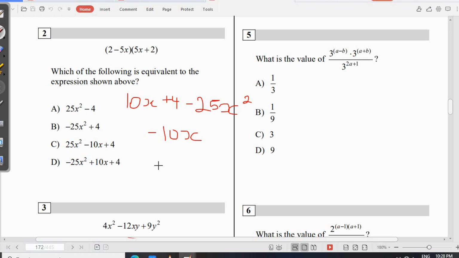So you have 4 minus 25x squared, or minus 25x squared plus 4, which is B.